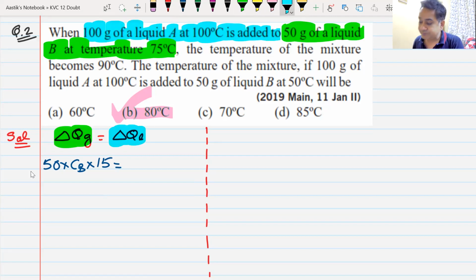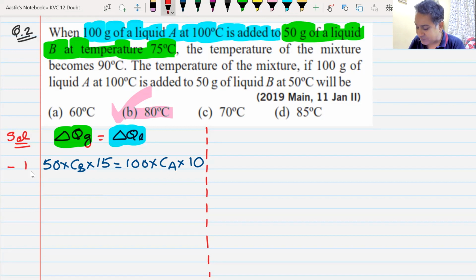Heat lost. Body A is losing heat. I still don't know its specific heat, not a problem. I know its mass is 100 multiplied by specific heat of A multiplied by change in temperature. Initial temperature is 100, final is 90, change in temperature is 10 degrees. This is equation number 1. From this equation number 1, you can calculate CB in terms of CA. That is one way of doing it.